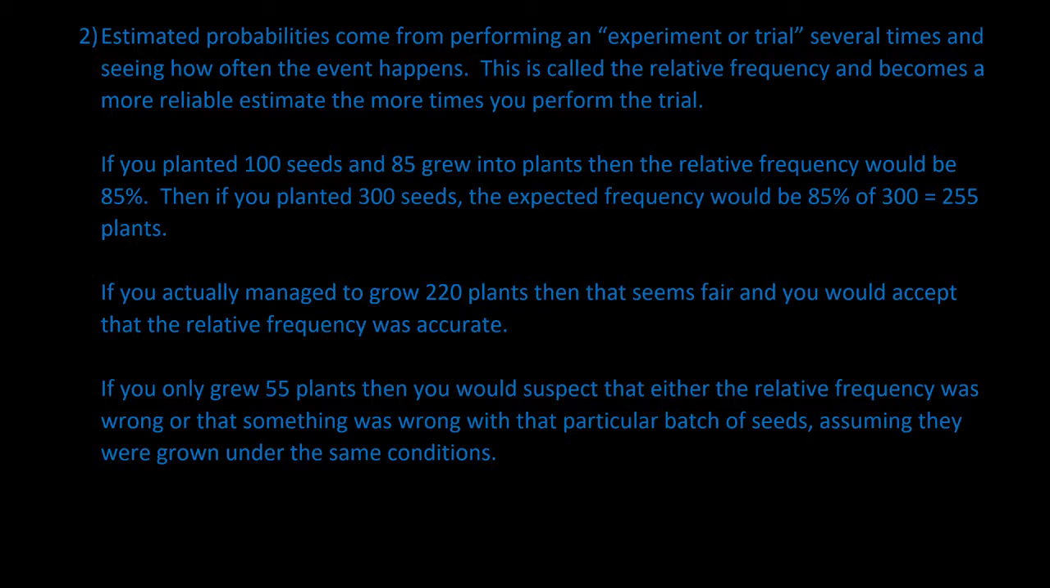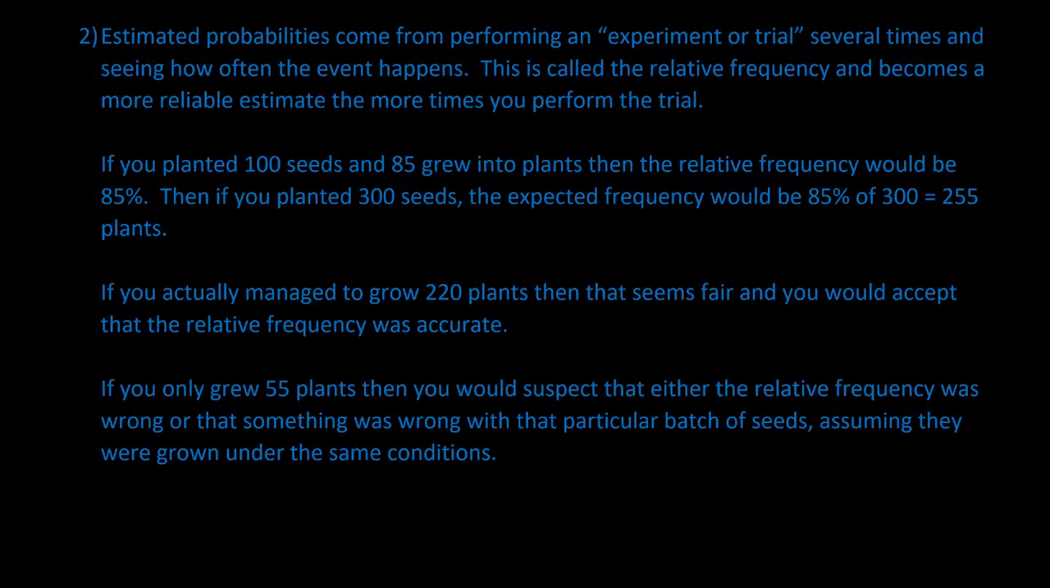Then if you planted 300 seeds, the expected frequency would be 85% of 300, which is 255 plants. In other words, that's how many you would expect to grow. If you actually managed to grow 220 plants, then that would again seem fair and you would accept that the relative frequency was probably accurate.